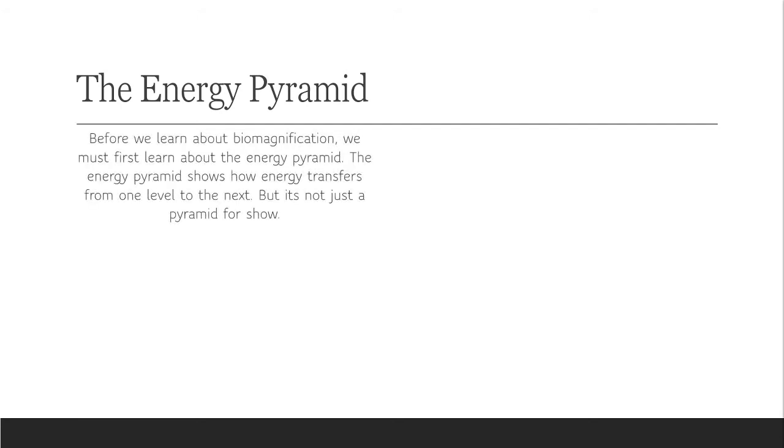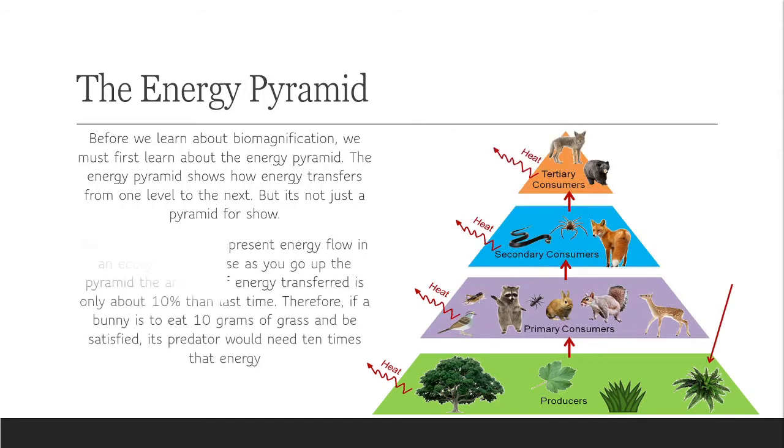The energy pyramid. Before we learn about biomagnification, we must first learn about the energy pyramid. The energy pyramid shows how energy transfers from one level to the next. But it's not just a pyramid for show. We use a pyramid to represent energy flow in an ecosystem because as you go up the pyramid, the amount of energy transferred is only about 10% of the last level. Therefore, if a bunny is to eat 10 grams of grass and be satisfied, the predator would have to eat 10 times that energy.